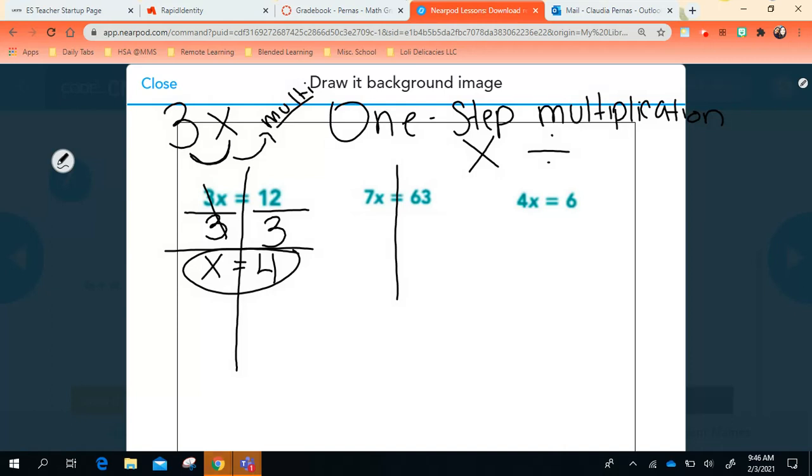Okay, so we have 7x equals 63. So I need to get that x by itself. Necesito que la x se quede sola. So, ¿qué es lo opuesto de multiplicación? What is the opposite of multiplication? It is division. So I'm going to divide both sides by 7.